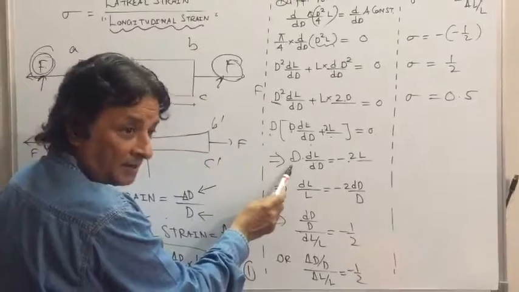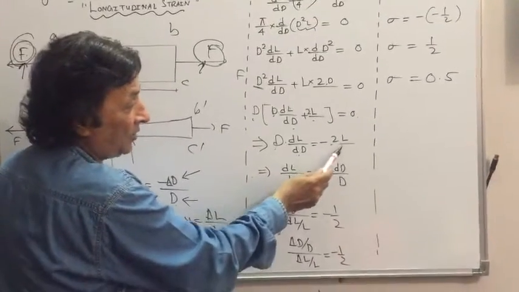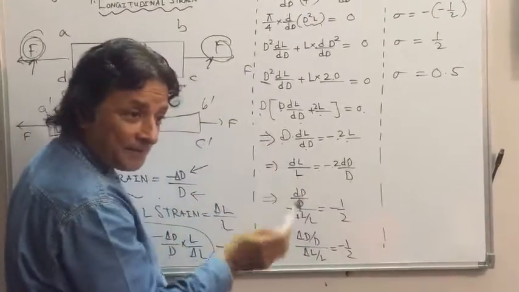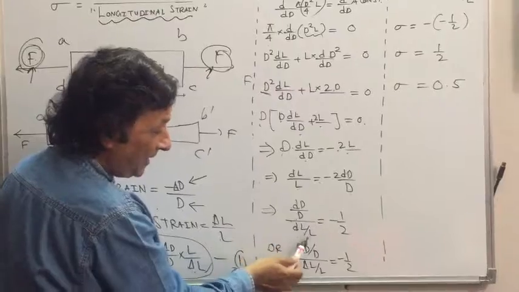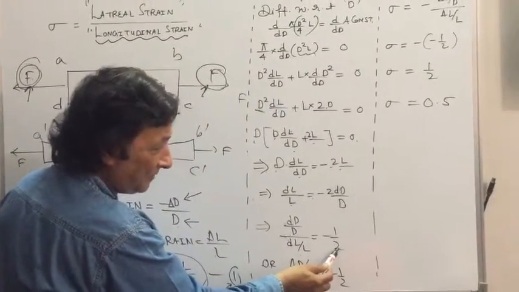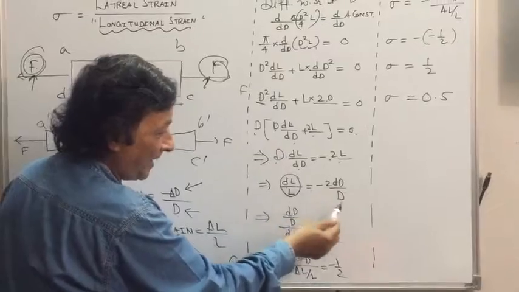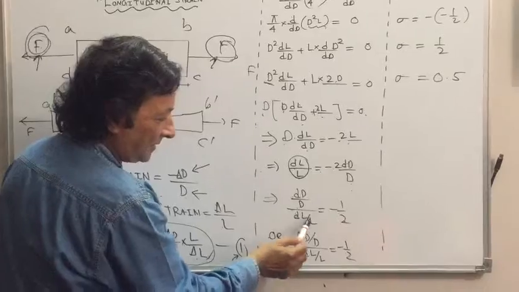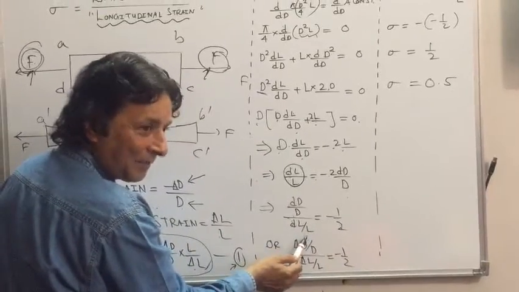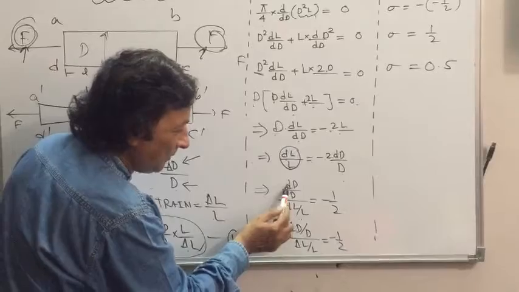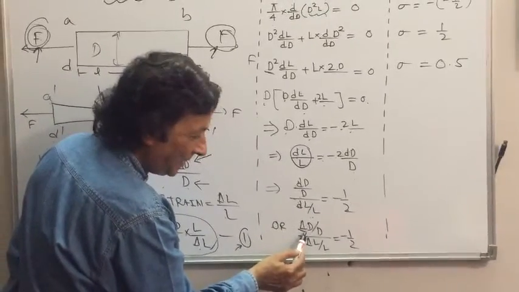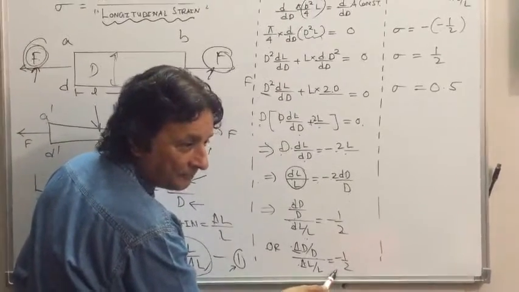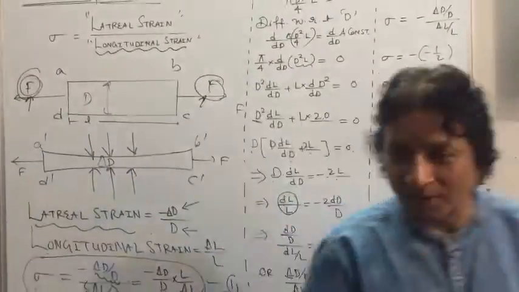Now, dL by dD equals minus 2L over d. So dL by L equals minus 2 dD by d. So dD by d over dL by L is minus half. Replacing d by delta d, delta d by d over delta L by L equals minus 1 by 2, minus half.